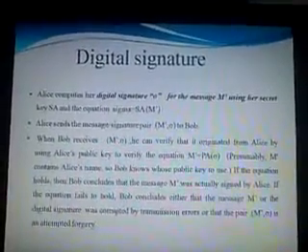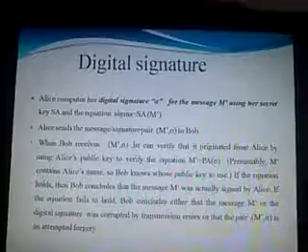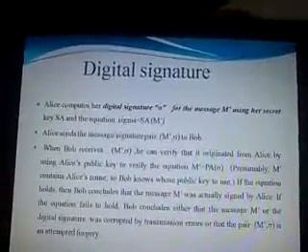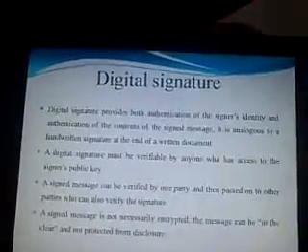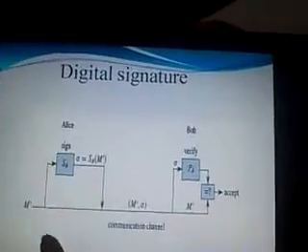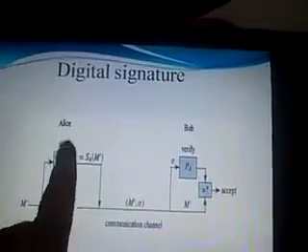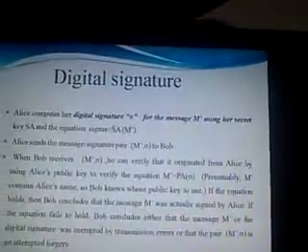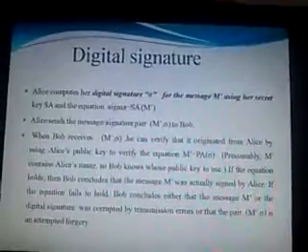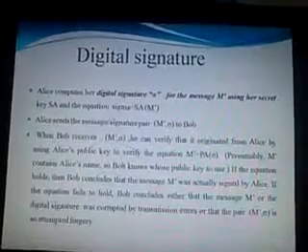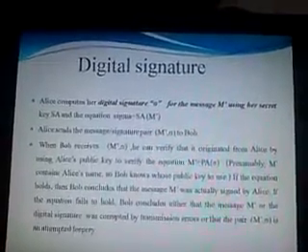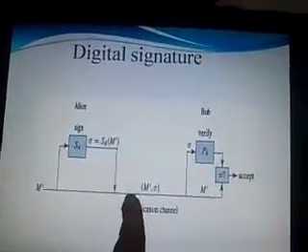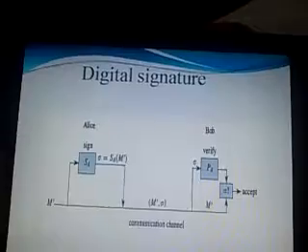Alice computes a digital signature sigma for the message M using her secret key SA, and the equation sigma is equal to SA of M. Alice sends the message-signature pair M dash comma sigma to Bob.